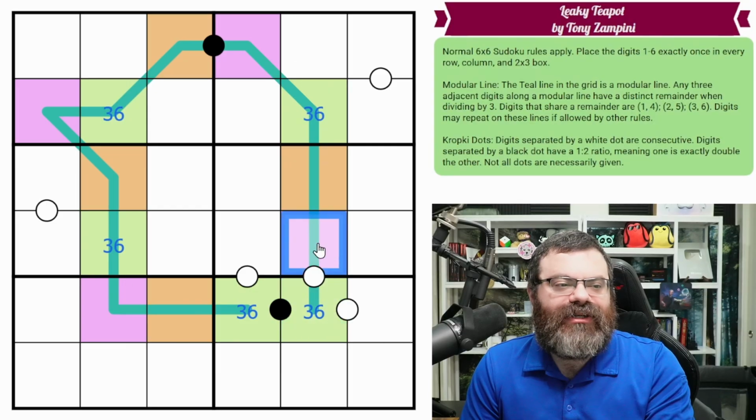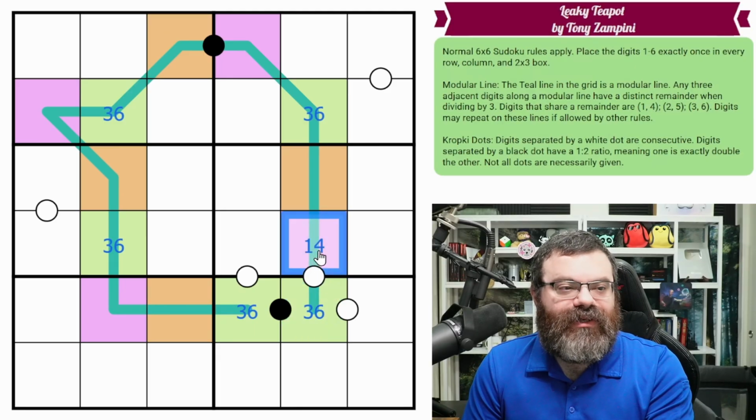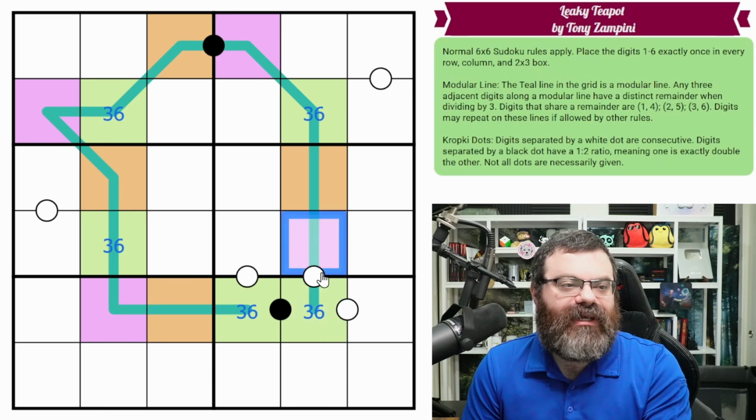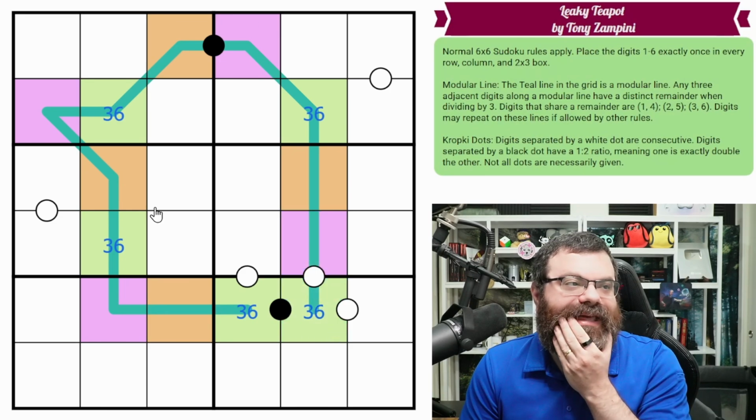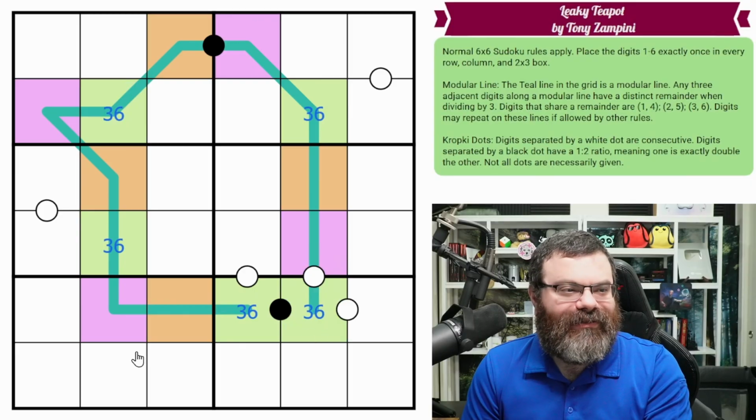But yesterday I said that this couldn't be 1-4 because it wouldn't be consecutive with 3-6. But actually it could be 1-4 because we could put a 4 here and a 3 here. So we got to be careful. So that's as far as I got before making a mistake that trivialized the puzzle because I accidentally got it right. So let's see what the next step actually should be.